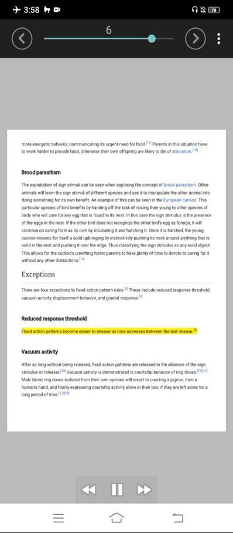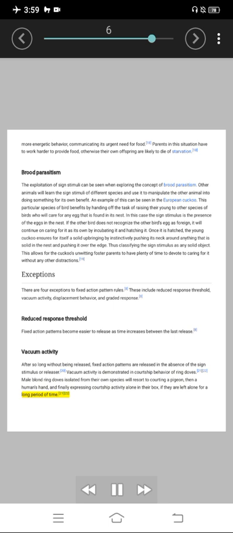Vacuum activity. After so long without being released, fixed action patterns are released in the absence of the sign stimulus or releaser. Vacuum activity is demonstrated in courtship behavior of ring doves. Male blonde ring doves isolated from their own species will resort to courting a pigeon, then a human's hand, and finally expressing courtship activity alone in their box, if they are left alone for a long period of time.